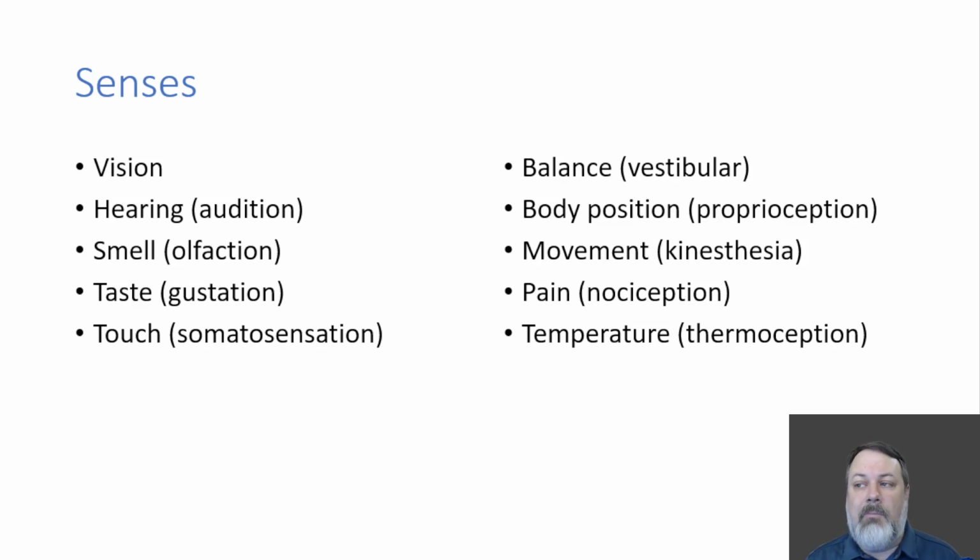We have things like balance, or vestibular. We have body position. Where's your body in space? Are you leaning over too far? Are you tipping over? Or where are your limbs? This is known as proprioception. We also have a sense of movement, which is kinesthesia. We have a sense for pain, which is nociception, and then we have a sense for temperature, which is thermoception.